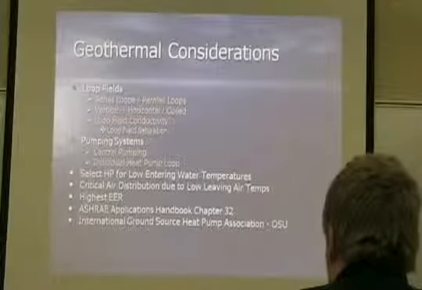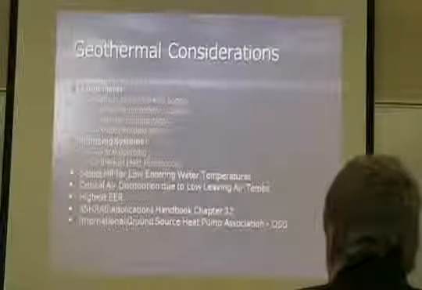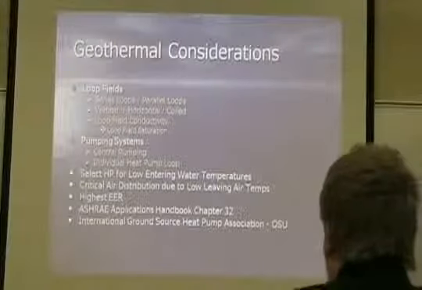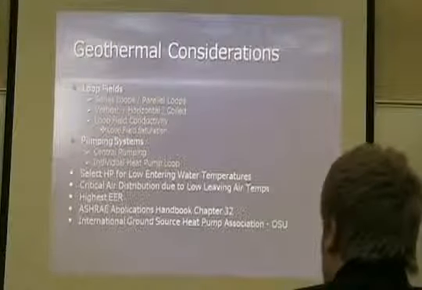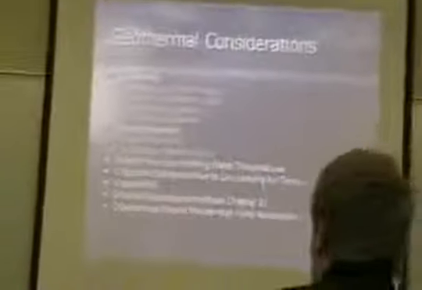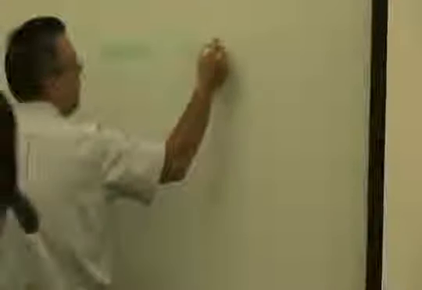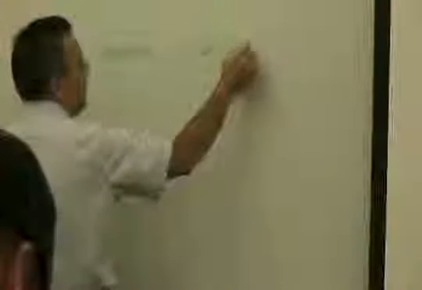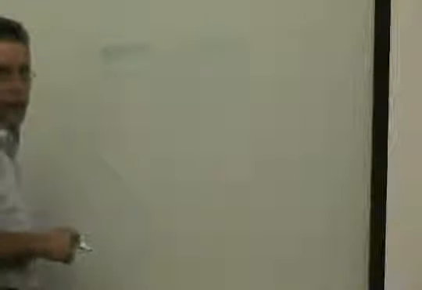So they had series and parallel loops, vertical, horizontal, the coiled or the slinky. And the loop field conductivity determines your amount of loop. The standard rule of thumb for a vertical well is 250 feet per ton. That's a rule of thumb. It can get worse or it can get better based on your conductivity.